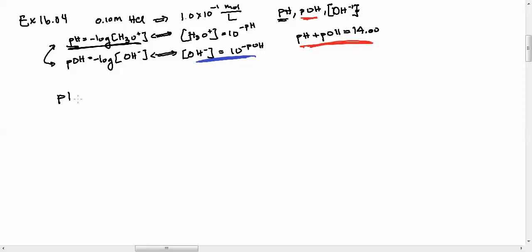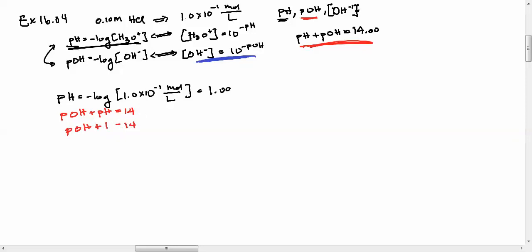The pH is simply the negative log of 1.0 times 10 to the negative 1 moles per liter. Plug that into your calculator and you simply get 1. Yeah, that's it. It's just 1. Okay, so the pH is 1, and that means that the pOH, so we'll work in red now, the pOH plus the pH is equal to 14. And I know that the pH is 1, so pOH plus 1 is equal to 14. So the pOH is equal to 13.